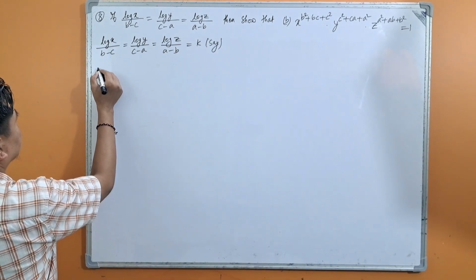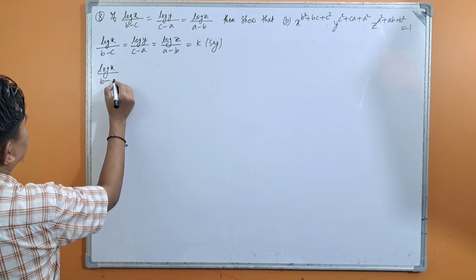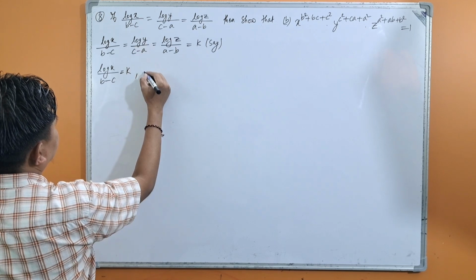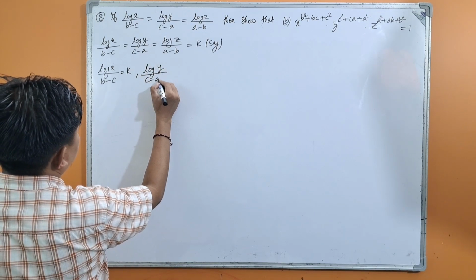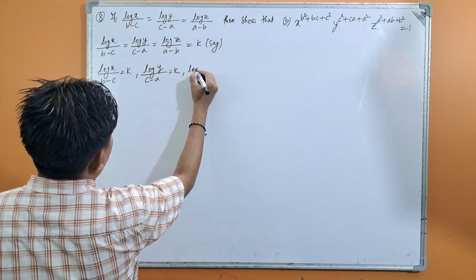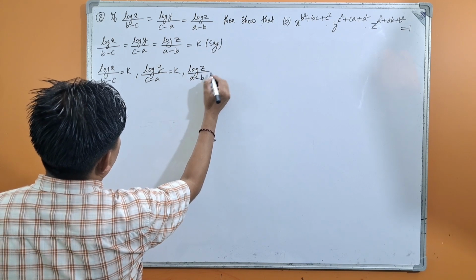Now let us write separately. Log x upon b minus c equal to k. Similarly, log y upon c minus a equal to k, and log z upon a minus b equal to k.